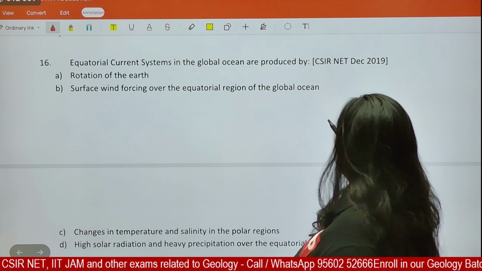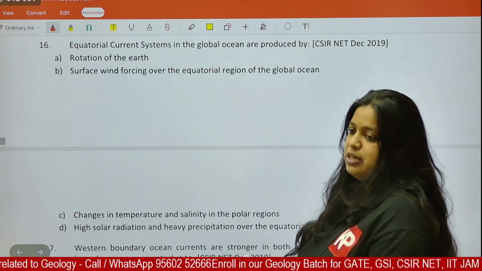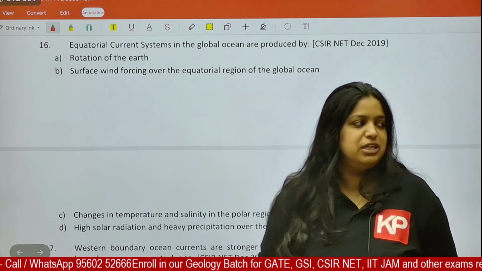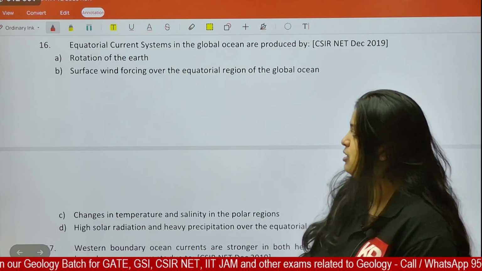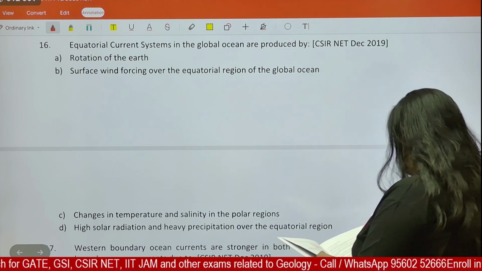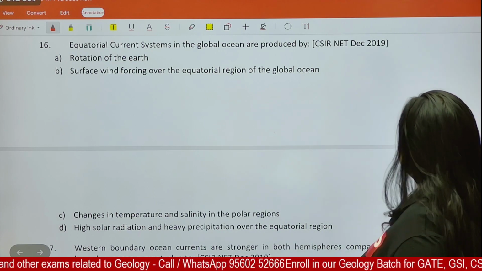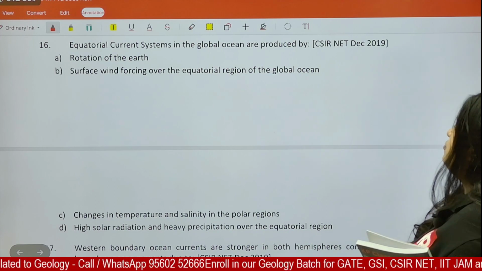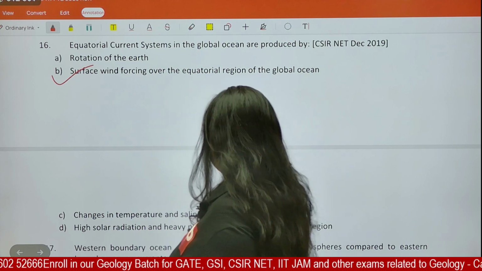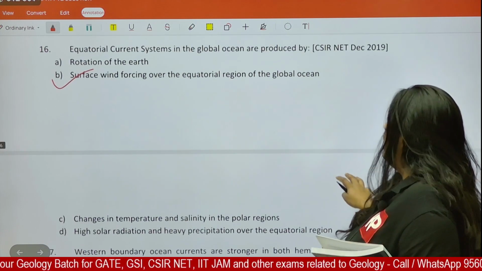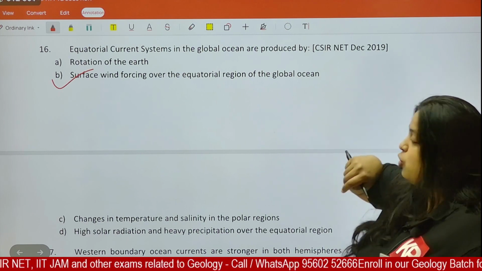Equatorial current systems in the global ocean are produced by. Okay, this is a very important question. Again, there are different current systems, and their circulation, direction, associated continents, etc. are very important. Now, equatorial current systems in the global ocean are produced by rotation of Earth? No. Surface wind forcing over the equatorial region of the global ocean? Yes. Change in temperature and salinity? No. High solar? No. Actually, the answer is surface wind forcing over the equatorial region of the global ocean.